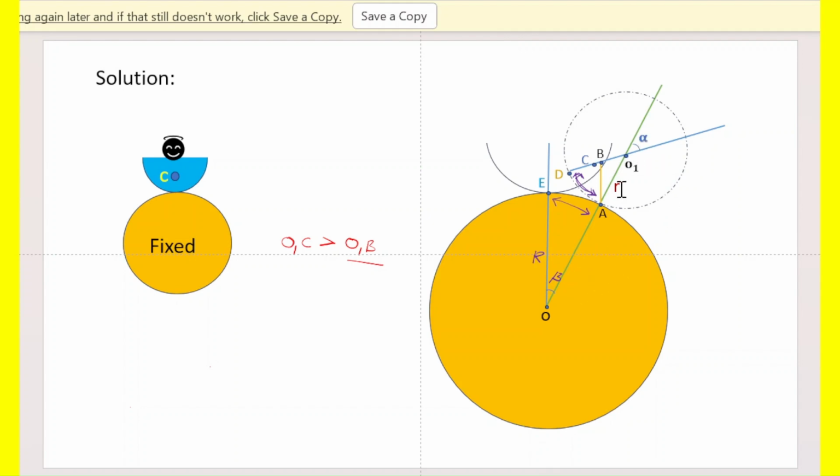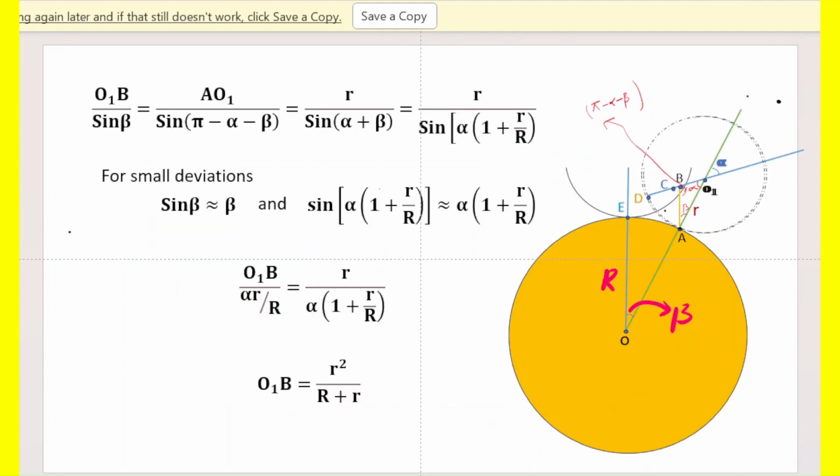Here the angle is alpha, here the angle is beta, and A is the contact point. Then what happens? Now you see here, in the triangle ABO1, at point A, the angle is beta. Because here the angle is beta, therefore this angle is also beta, because these are parallel lines and this is the transversal. If the angle is beta here, the angle is also beta.